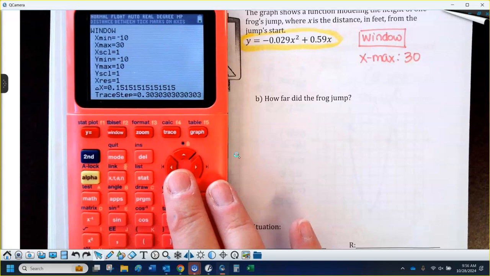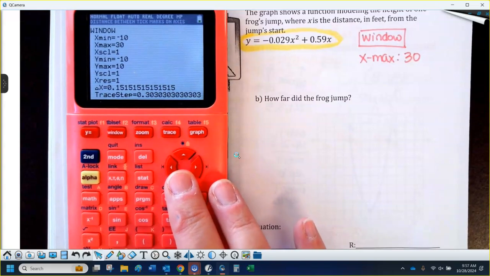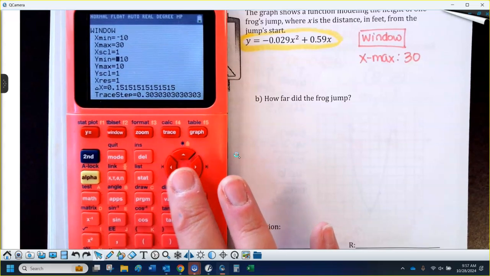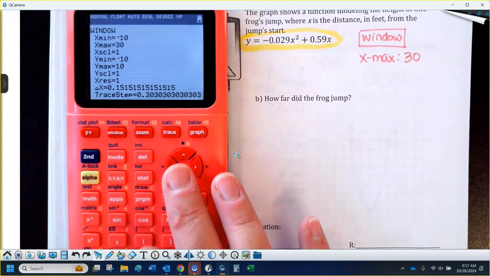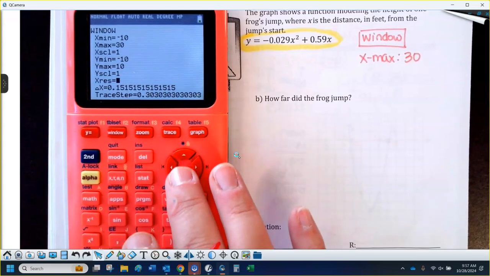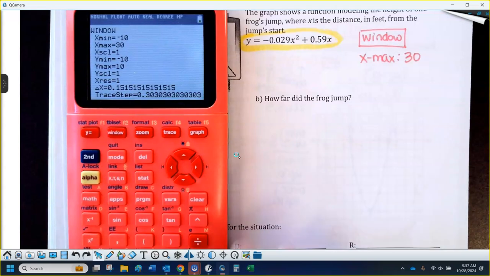Don't mess around with the scale. That just tells you it goes by ones. The y min means the lowest y value is negative 10, and the highest y value is positive 10. I'm just going to leave those alone for this, and don't mess with the scale and the resolution. But min and max you can always mess around with.